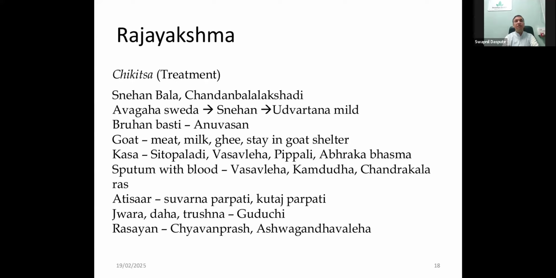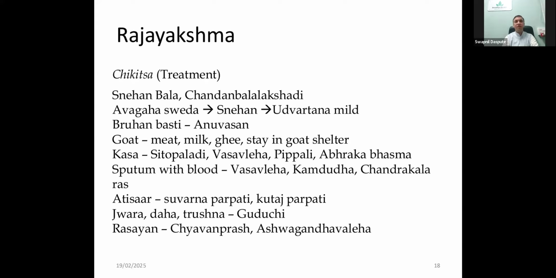Avagaha Sweda is nothing but sitting in a tub bath. In a tub, even warm water is okay. If you can prepare decoctions and ask the patient to sit in it, Avagaha Sweda works very well after Snehana. If Snehana is done and mild Udvartana is done, it will help in reducing the Srotorodh. Here, mild Udvartan is only to reduce the Srotorodh, nothing else.